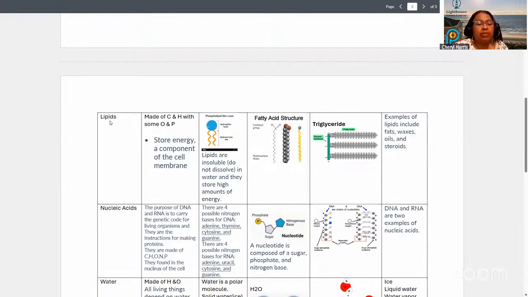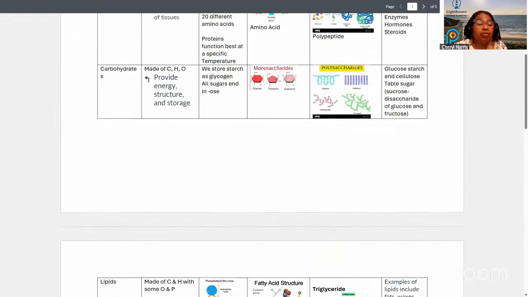All right, lipids are our fats, and they are made up of carbon, hydrogen, oxygen, and phosphate. Their job is to store energy and to be an essential component of the cell membrane, which again, we will look at the structure of when we study cells. Now, you see energy here? That's its main job, to provide energy.